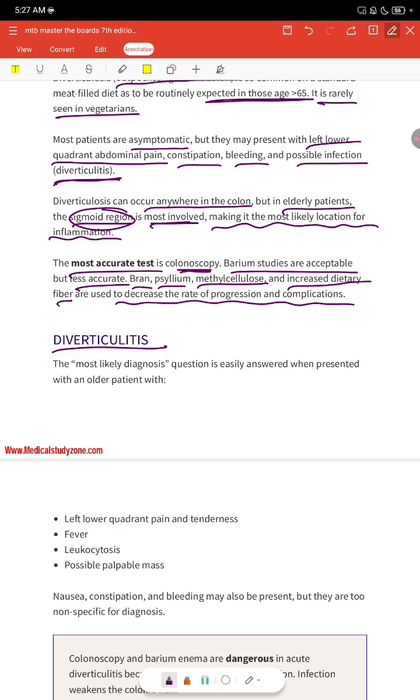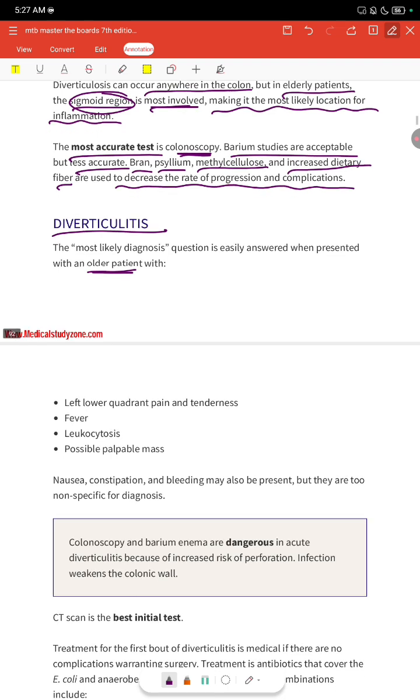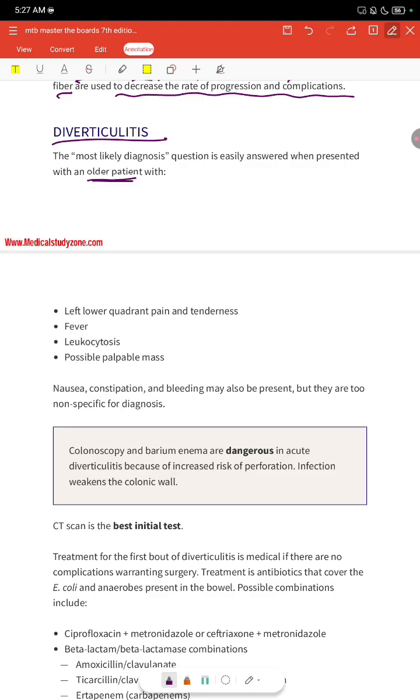Diverticulitis. So, when the question asks you about an older patient, about the most likely diagnosis, look for the left lower quadrant pain and tenderness. See, there is pain and tenderness along with it, and it's in the left lower quadrant. Fever, leukocytosis, possible palpable mass. Then it indicates the problem of diverticulitis.